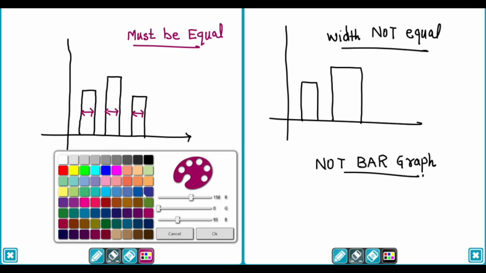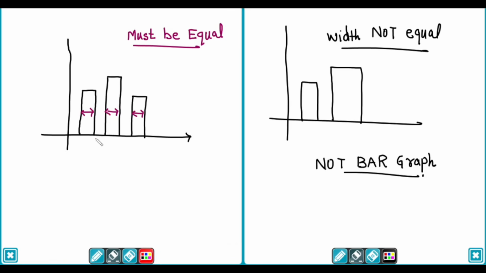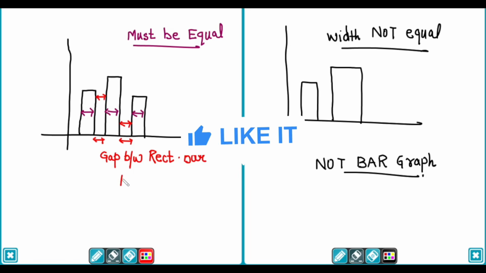Second most important point is, whenever the gap between the two widths, this is your gap, the gap between the two widths must be same. Fine. The gap between the rectangular bars must be same. Must be same. So it should not be like this.